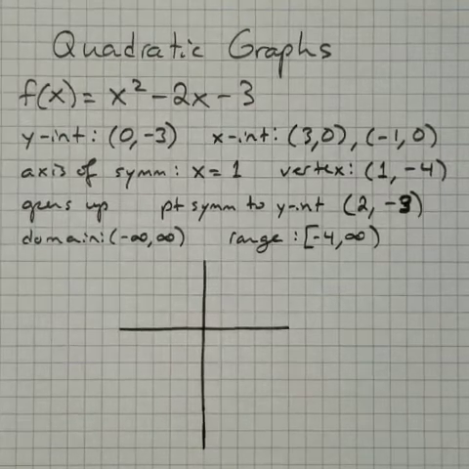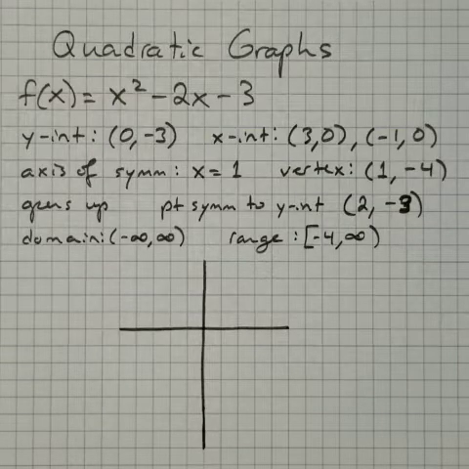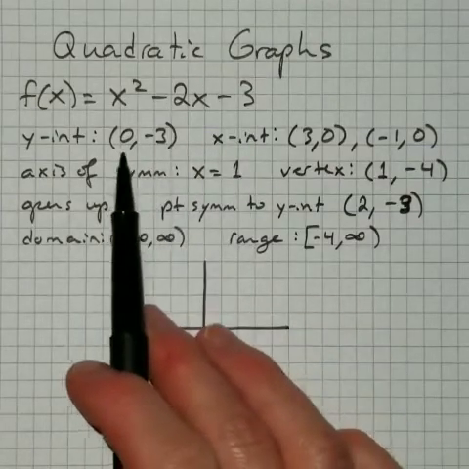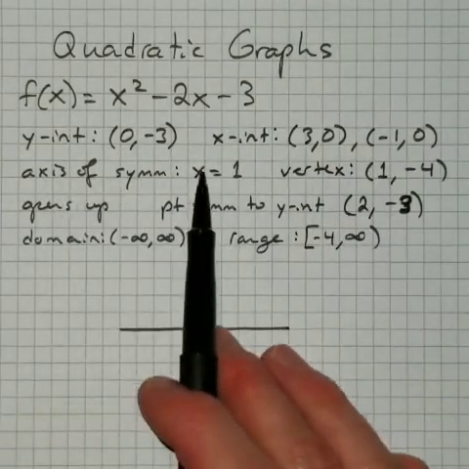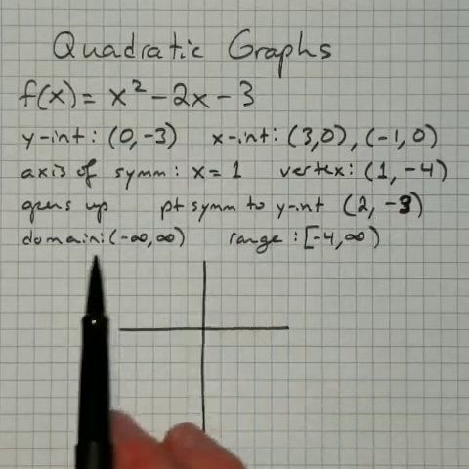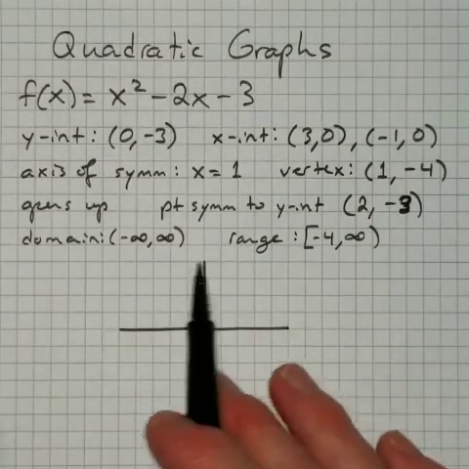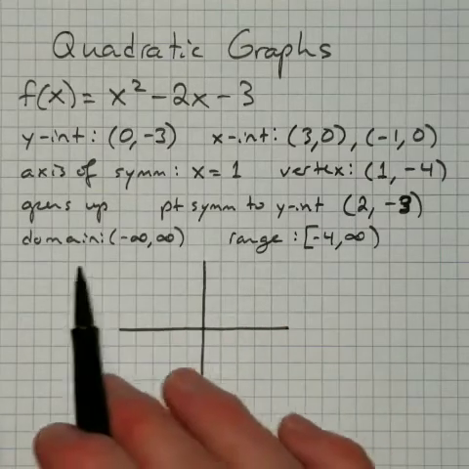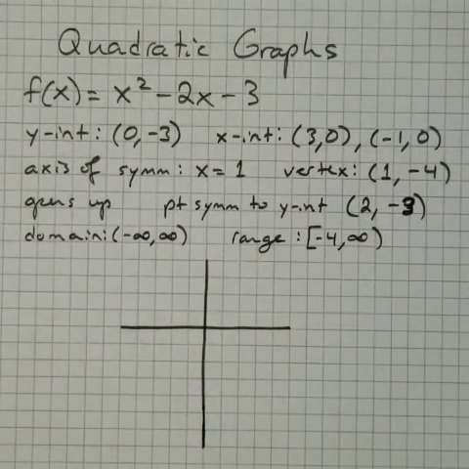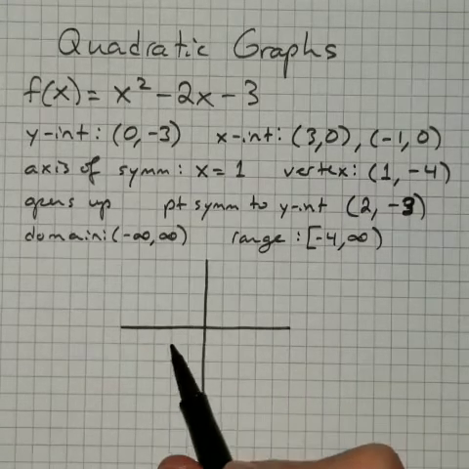Alright, so just going to finish off the graph from the last example. Just kind of summarized all the things we found for the function x squared minus 2x minus 3. We found our y-intercept, x-intercepts, axis of symmetry, vertex. We found that it opens up. There's a point symmetric to the y-intercept and the domain and range. And so we're going to just plot all this stuff, except I guess the domain and range, but everything else gets plotted on the graph, and then the domain and range you'll be able to see from the graph when we're done.